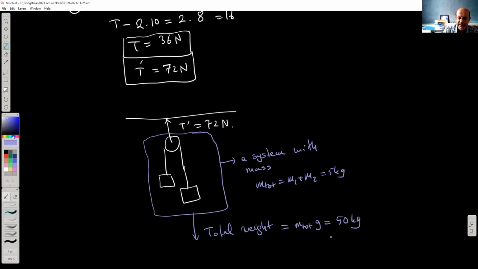So in any case, this tension in here is basically applying an upward force on the system, which is bigger than the total weight. And the question is, what does it mean? Can I use this information to deduce something? I don't know. I cannot find any relationship whatsoever, all right? Let me just say this.